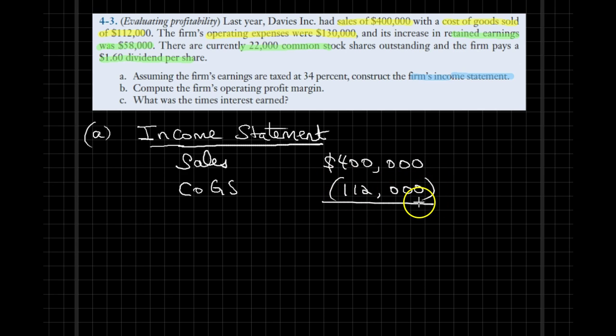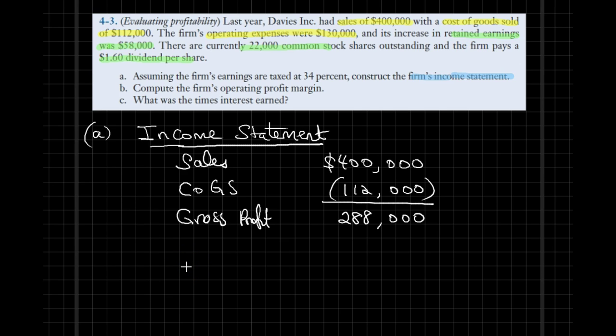Next, we would have cost of goods sold, and we're lucky, it's given, in the amount of $112,000. The difference between sales and cost of goods sold will give us our gross profit, and in our case it would be $288,000. See that I'm trying to align my numbers on the right side, so I have a pretty decent looking income statement at the end.